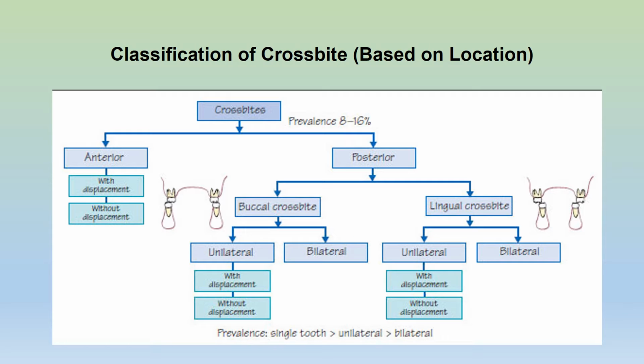Both are further subdivided into unilateral and bilateral, and the unilateral ones are further subdivided into with displacement or without displacement. Now, the prevalence of crossbites is about 8 to 16%, and the prevalence of the single tooth crossbite is more than unilateral, which is more than bilateral crossbite.